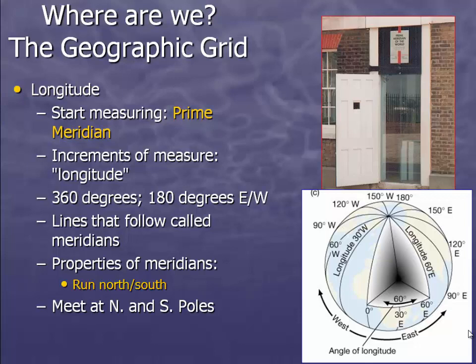Don't forget, longitude starts measuring at the prime meridian. We count the number of degrees, so 360 degrees all the way around the sphere. You can go 180 degrees east or 180 degrees west. That would meet at the international date line, which is opposite of the prime meridian. Sometimes you'll hear me call these meridians throughout lecture. Meridians just refer to lines of longitude. They run north-south and converge on a point in the northern and southern hemisphere, which is the north and the south pole, respectively.